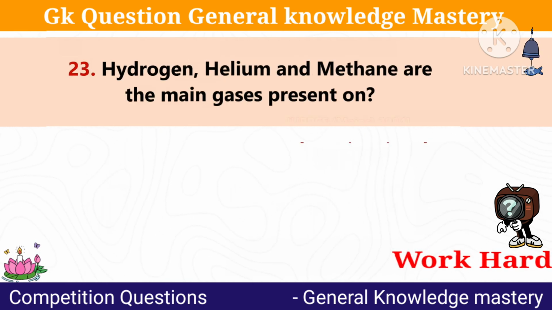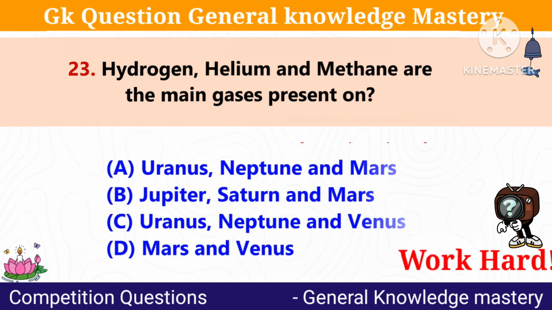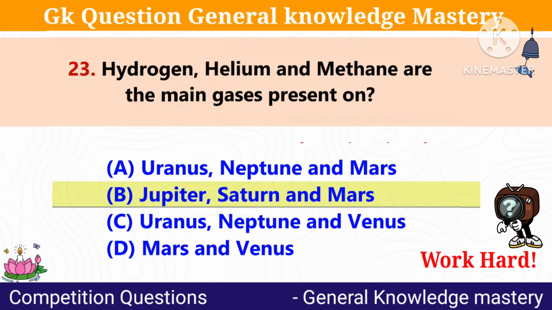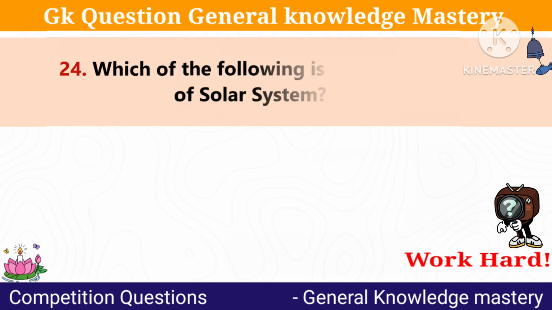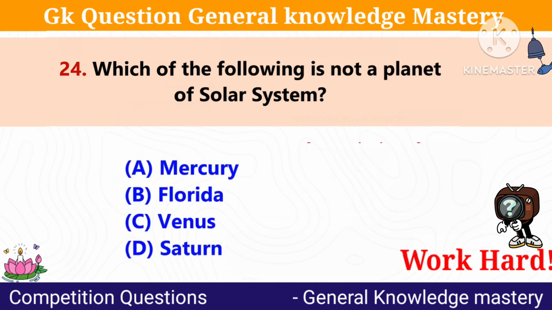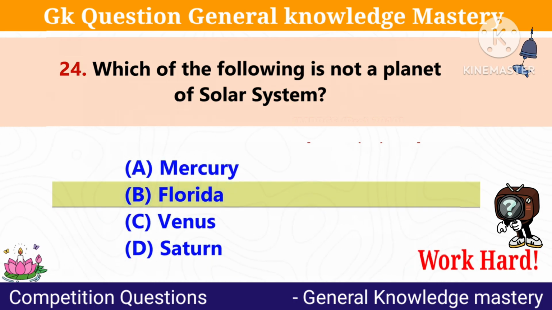Hydrogen, helium and methane are the main gases present on? Answer: Jupiter, Saturn and Mars. Which of the following is not a planet of the solar system? Answer: Florida.